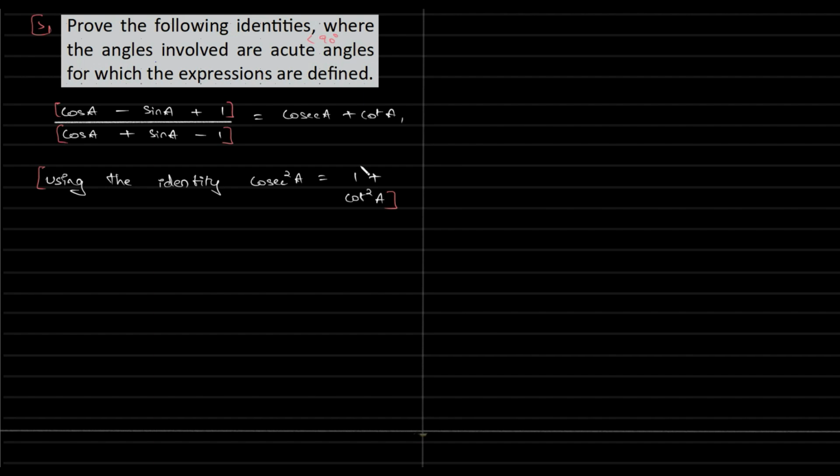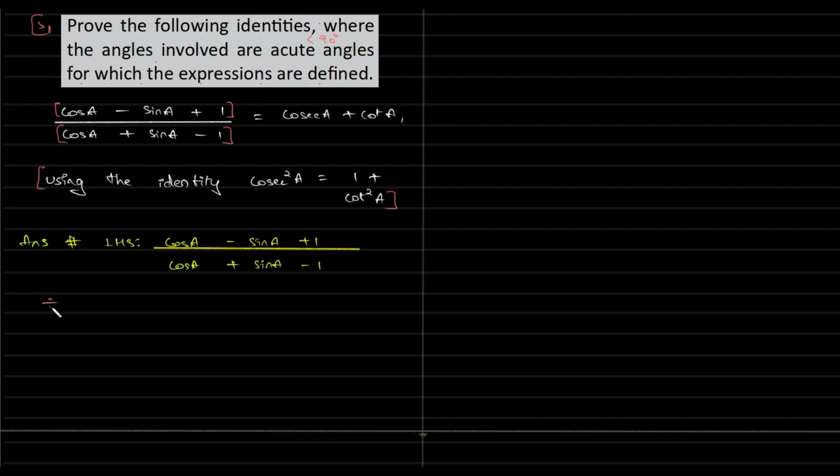So if you have to make use of this, my LHS needs to have cosec and cot, which I don't have, right? So let's convert it. How? Well, we'll start with the LHS: cot A minus sin A plus 1, this entire thing divided by cos A plus sin A minus 1.